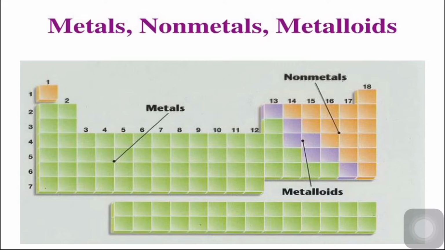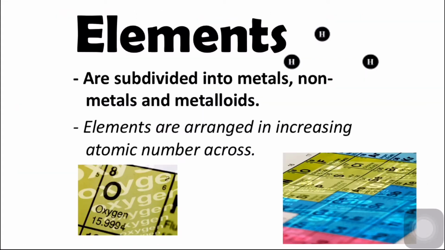Metalloids are elements that are intermediate between metals and nonmetals. The 8 elements classified as metalloids are boron, silicon, germanium, arsenic, antimony, tellurium, astatine, and polonium. Metalloids occur along the diagonal stair-step between metals and nonmetals. Elements are arranged in increasing atomic number across.